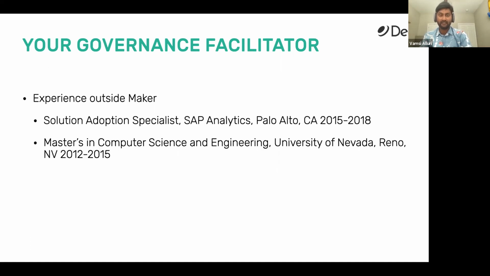Experience outside Maker, I worked in a similar role at SAP, focused on an enterprise analytics product for about 3 years. And I also have a master's in CS.